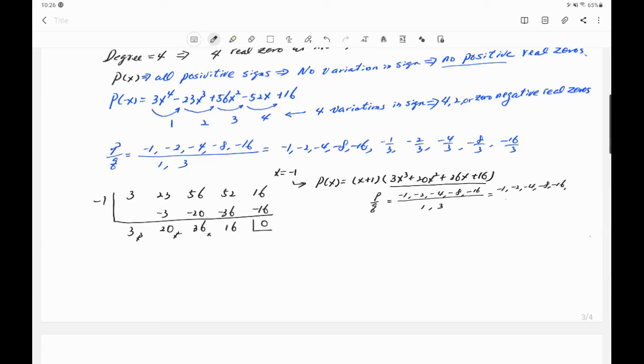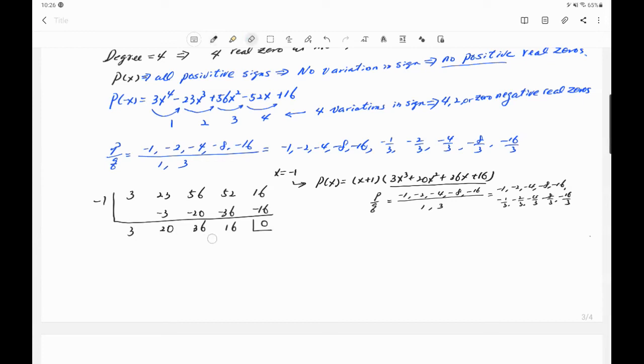And then the fractions: negative 1 over 3, negative 2 over 3, negative 4 over 3, negative 8 over 3, and negative 16 over 3. So if there is a real zero, it will be one of these. We already used negative 1, but we can use negative 1 again because of the multiplicity. You remember multiplicity, the same real zero can occur many times.